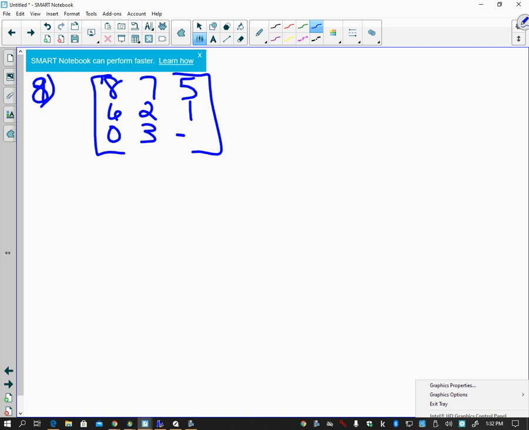Let's try negative 4. Okay. What this wants is the determinant. We have to find the determinant of this. So what I'm also going to do is write it out.